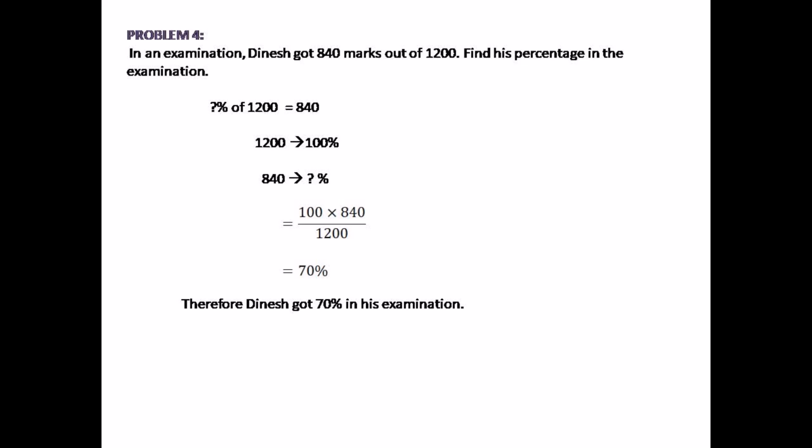In an examination, Dinesh got 840 marks out of 1200. Find his percentage in the examination. If 1200 gives 100%, then 840 gives what percent? On cross-multiplying both sides we get 100 into 840 on the whole divided by 1200 we get 70%. Therefore Dinesh got 70% in his examination.